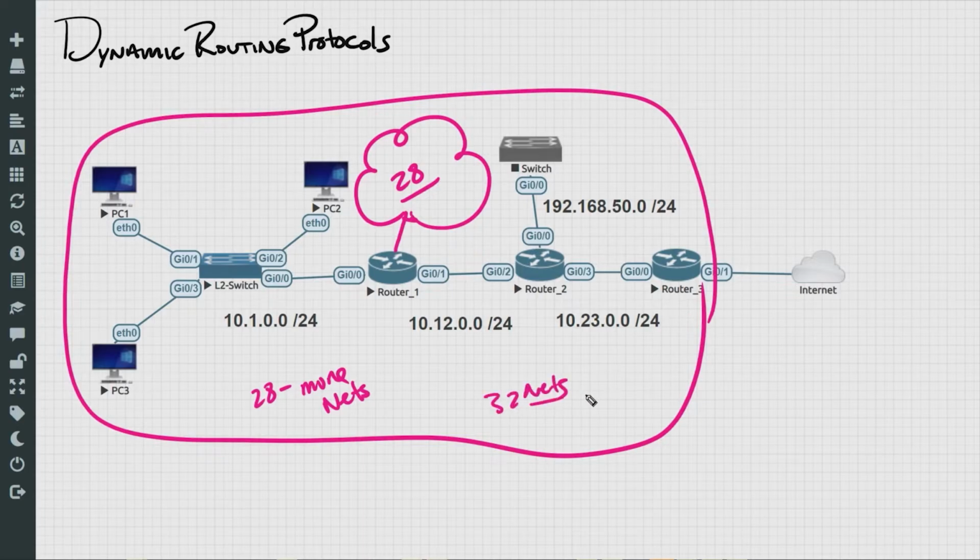Now, in order for training, for example, a router like router 2 on how to reach all those networks, we don't want to do static routes. And that's one of the reasons we'd have a dynamic routing protocol that allows these routers to all talk amongst themselves. So when I think about dynamic routing protocols, I think about routers talking to other routers.